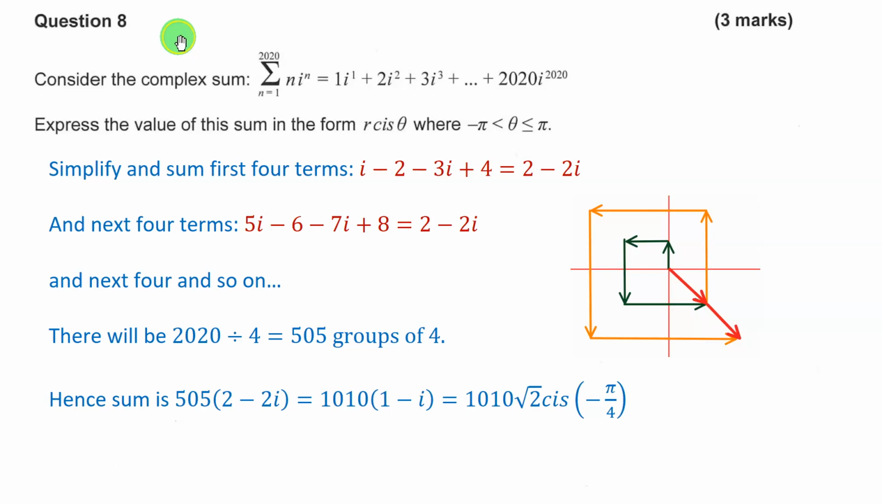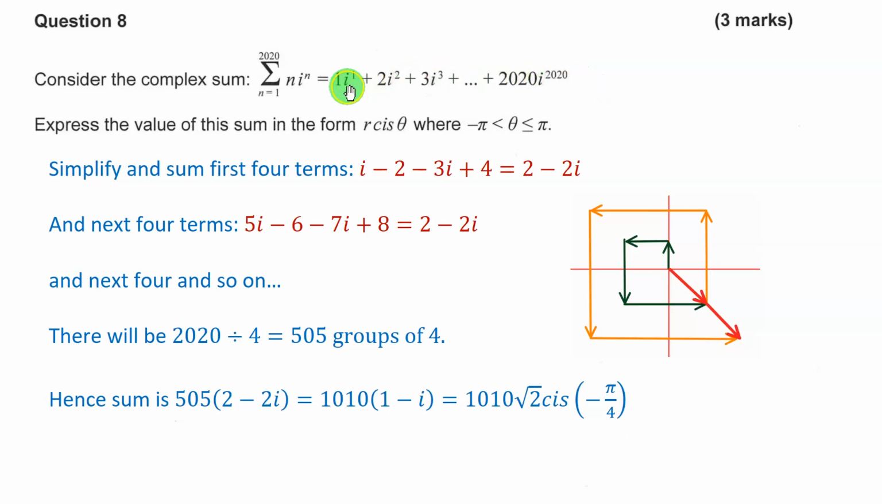And so we come to the last question in the calculator free section, question 8, and we're asked to consider this complex sum from 1 to 2020, the year of the exam, and express the value of the sum in the form r cis theta. Well, we'll come back to the second instruction here, but let's consider the sum.